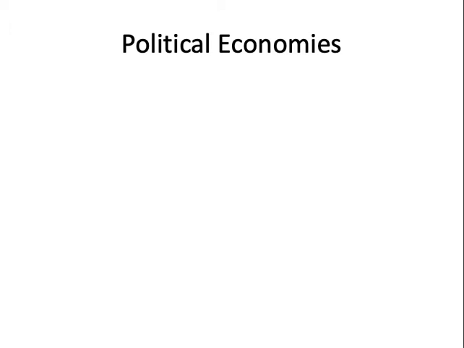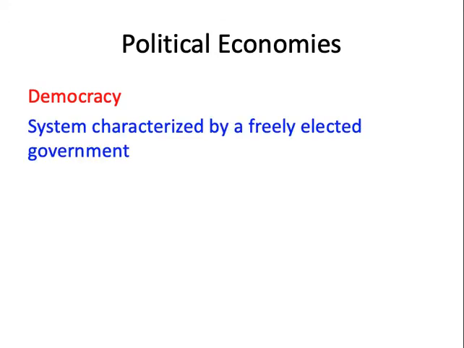So today we start with political economies, and we have to understand some very important components that you've probably encountered before, but let's make sure we review them. So 1 is democracy. I think we all know what democracy is. Democracy we have in Canada. It is a system characterized by a freely elected government. It's very important to understand that we have to be freely elected.